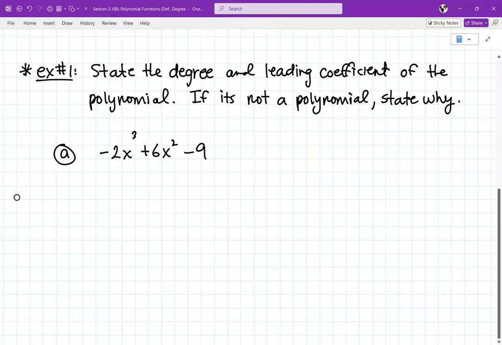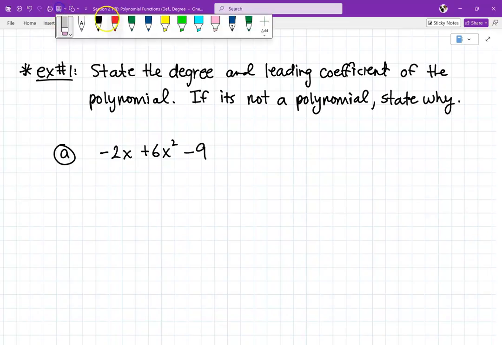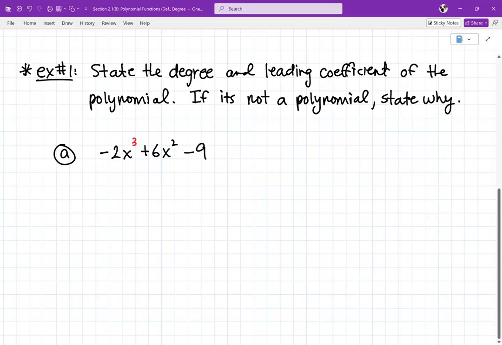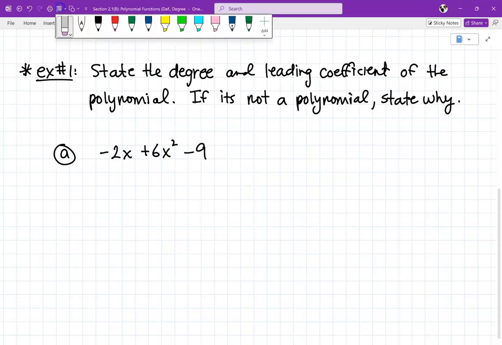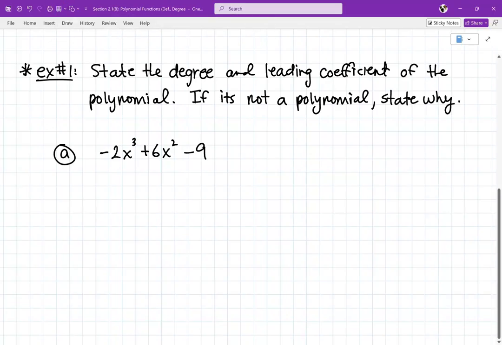So here's our first one. Is this a polynomial? I'm going to look at the x's, or whatever variable. Do they have, and I kind of wrote that 3 kind of high, let me bring it down a little bit. Do they have only positive powers for this one?